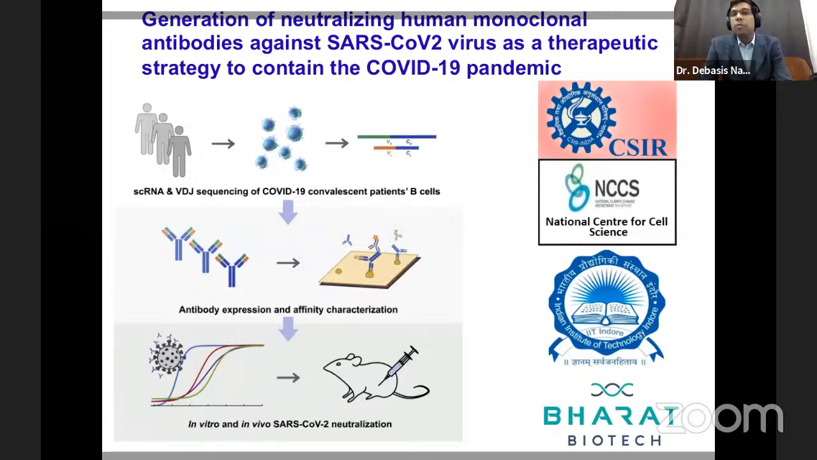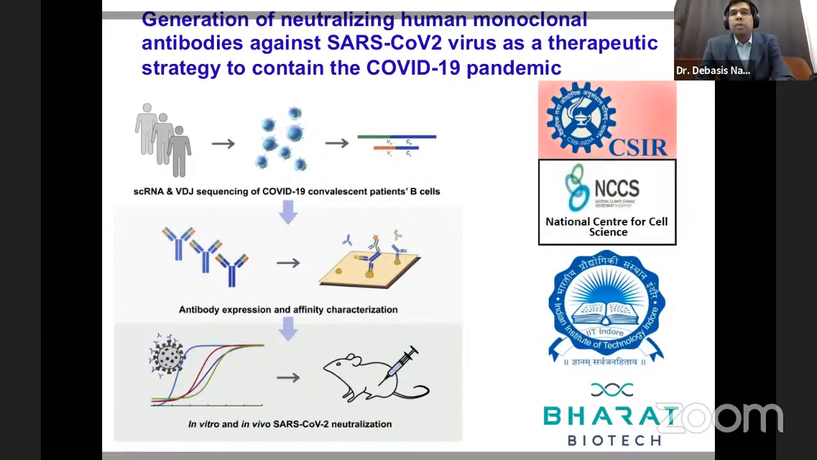Essentially, we are doing exactly the same thing, but in a different way. What we have done so far is that in around March and April, we identified 50 people who had recovered from the corona infection. These are people we collected from the Armed Forces Medical College in Pune. We collected the blood from these donors with all the necessary paperwork and consents. From the blood, we isolated the B cells.